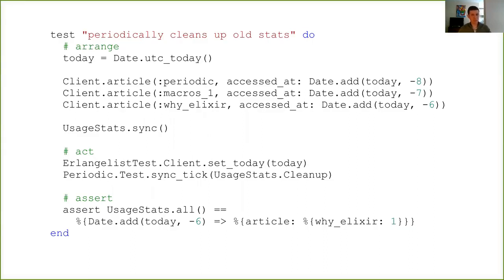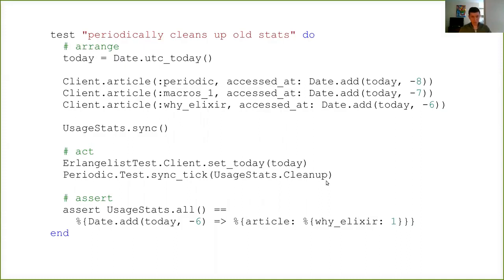So I have tests that verify that I'm periodically cleaning up all stats, right? This is a standard AAA test: arrange, act, assert. In the arrange phase, I'm bringing the system into the desired state. Basically, I'm accessing the article 8 days ago, 7 days ago, 6 days ago, and then I send an impulse to the periodical scheduler. In the test environment, it's not really ticking automatically.